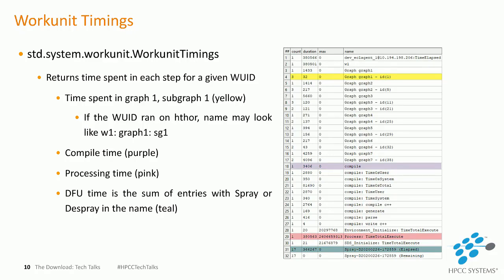Work unit timings will return the time spent in each step. So in yellow, you'll see an example of how this function reports the graph timings. I parse this to collect the duration for each graph and subgraph to support the graph timings page that we looked at. I have noticed that if the work unit ran on Thor, the name looks a little bit different, so I have 2 regular expressions to pick up either type of value. I also collect the compile time, which is shown in purple, the processing time, which is shown in pink, and the DFU time, which is some of the entries with spray or despray in the time, which is shown here in teal.